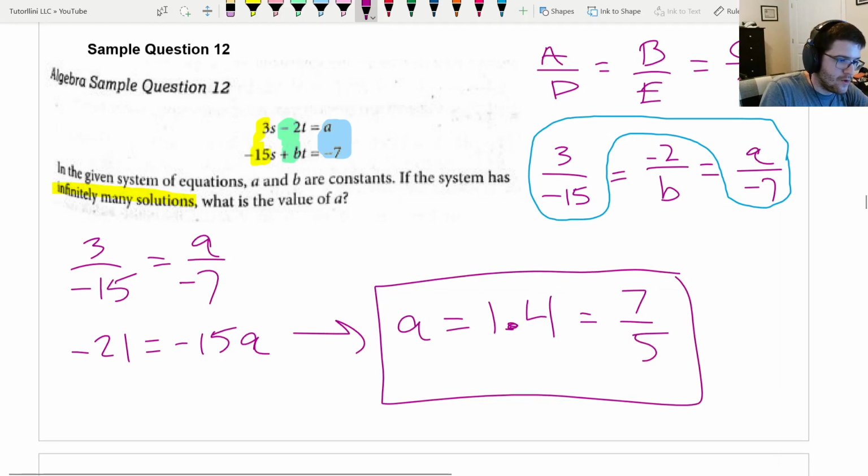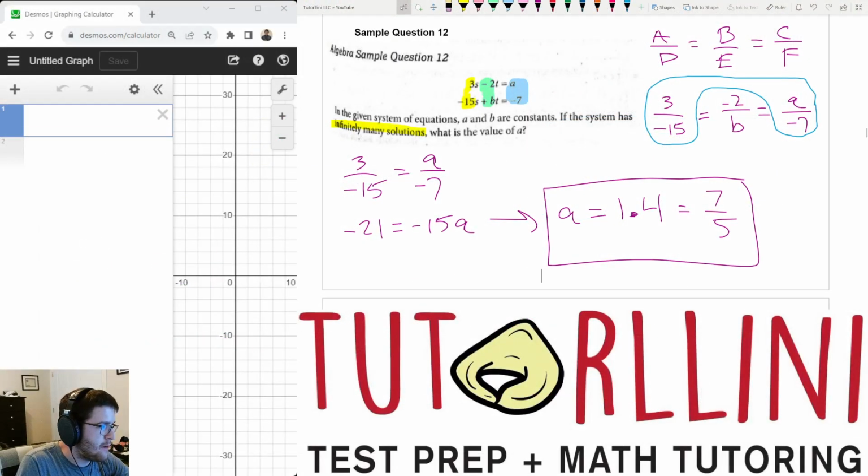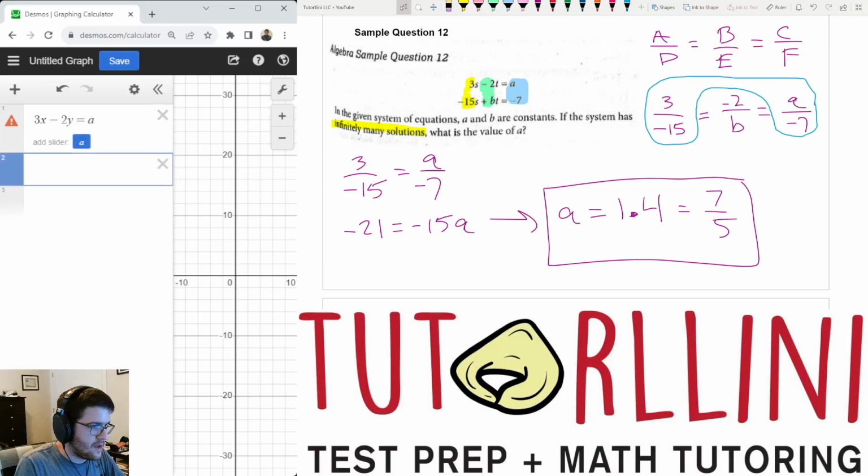And great. Okay, so you can fiddle around with the slider to get the answer without knowing anything, but I would not do that. What I would do is, if you have time, because this is kind of a hard question, check the answer before you move on. I'm also going to change the S and T to X and Y. So 3x minus 2y equals A. And then negative 15x plus By equals negative 7.